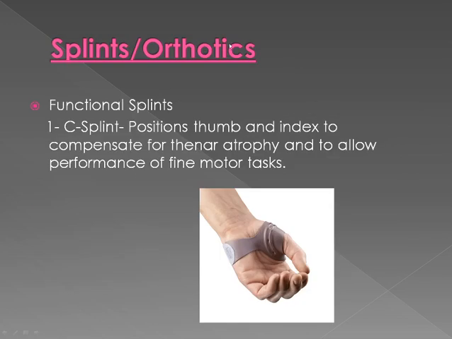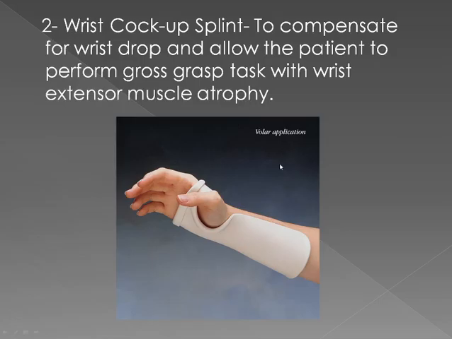Splint orthotic. Functional splint. 1. C splint. Positioning thumb and index to compensate for thenar atrophy and to allow performance of fine motor tasks. 2. Wrist cock-up splint to compensate for wrist drop and allow the patient to perform gross grasp tasks with wrist extensor muscle atrophy.